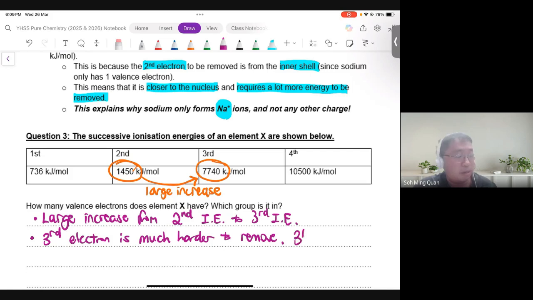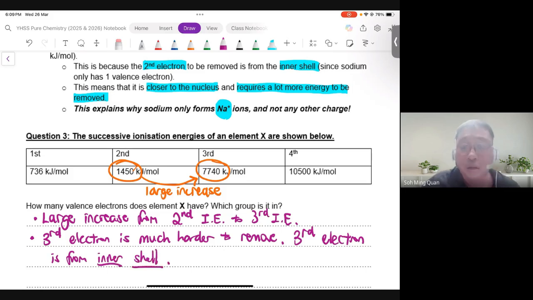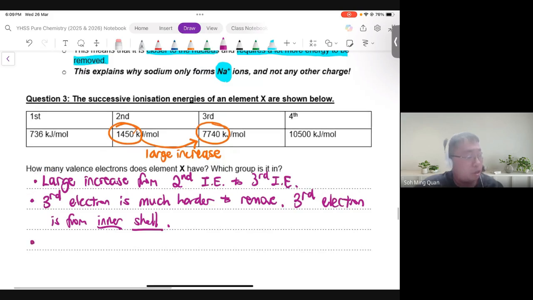The reason is because the third electron is from the inner shell. That means the third electron clearly must be from the shell that is nearer to the nucleus. All right? The third electron is from the inner shell, which is much, much closer to the nucleus. So the question now we should ask ourselves is, okay, the third electron is the one from the inner shell. So how many valence electrons does this element X have?